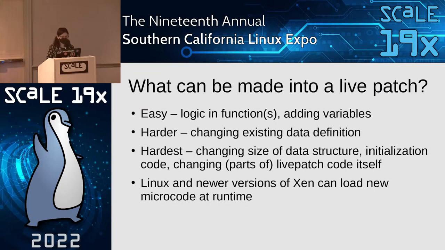Hardest, I would say, if not impossible, would be changing the size of a data structure, or changing the initialization code, because the initialization code is already run, therefore you can't live patch it. Changing parts of the live patch code itself is probably not advisable. And as I said earlier, some of the live patches you might want to generate for security reasons might use new microcode. Well, Linux and newer versions of Xen can load new microcode at runtime, in case you weren't aware of that.